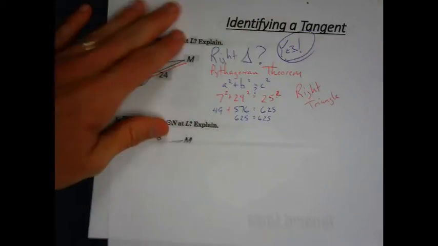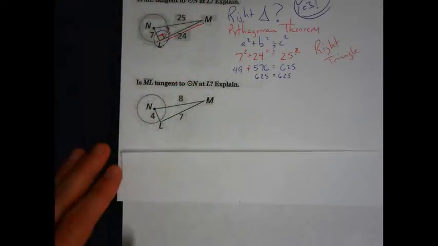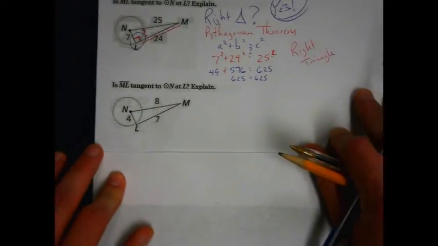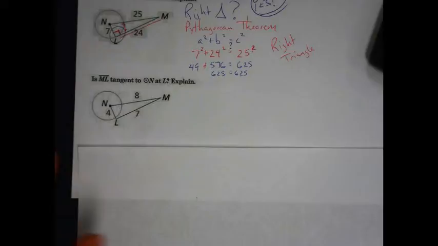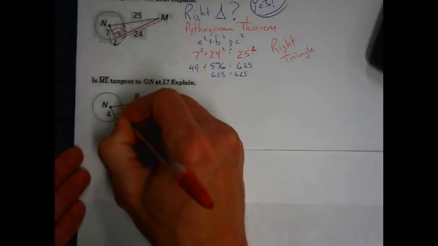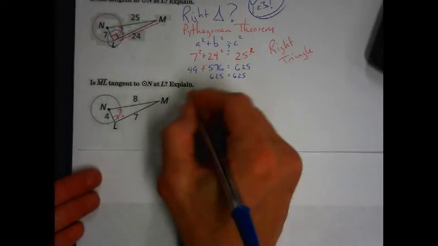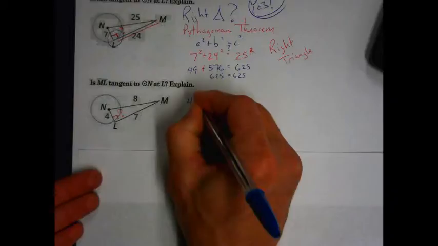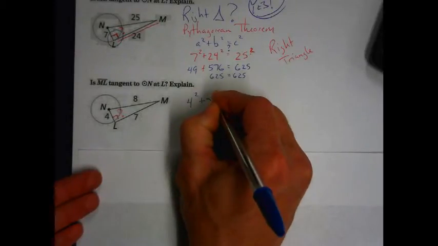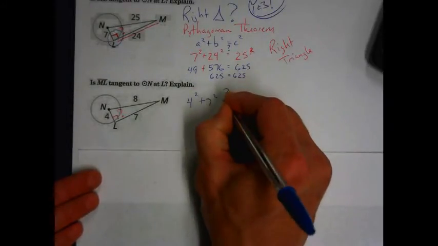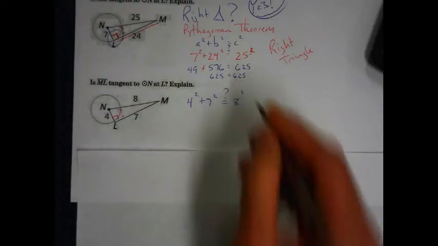So let's do another example real quick. In this case, now a new diagram. Is this segment ML tangent to N at L? And then we're going to explain. So once again, is this a right angle? Do we have a right triangle on our hands? And so we're looking at our legs, which of course are 4 and 7. Is that equal to 8 squared? So 4 squared plus 7 squared, is it equal to 8 squared?